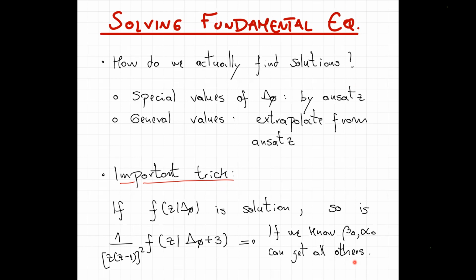So how do we actually find solutions very quickly? For special values of delta phi, we can just do an ansatz. So I gave you a solution, right? When delta phi is equal to 3/2, f equals 1 works. And it turns out that there are more complicated ansatzes which will give you other solutions. And then for general values of delta phi, you can extrapolate from these ansatzes. So maybe I'm going to skip this. What's important is that we know how to completely solve for all these kernels.